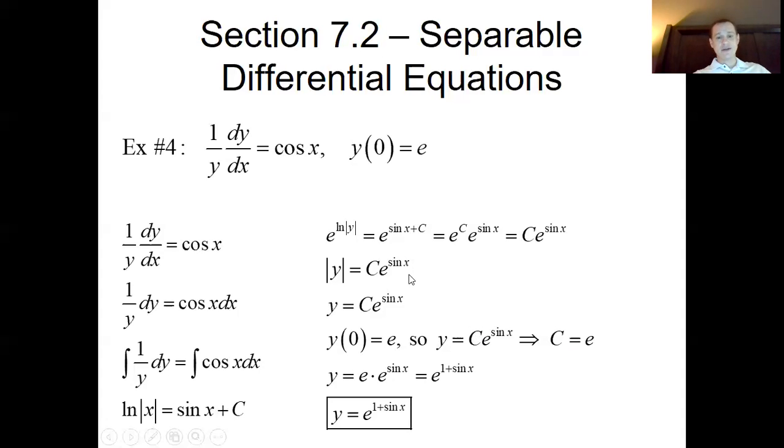And plugging that back into our general solution right here, that means y is e times e to the sine x. Since these have the same bases, I might as well put them together. This is e to the first, so I can combine them and call it e to the 1 plus sine x in the exponent. And the specific solution to this differential equation is y equals e to the 1 plus sine x power. And that's it. It's really straightforward.